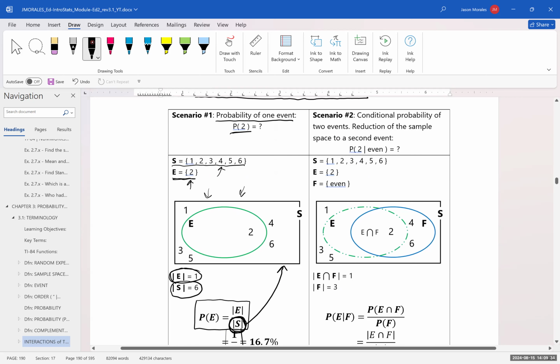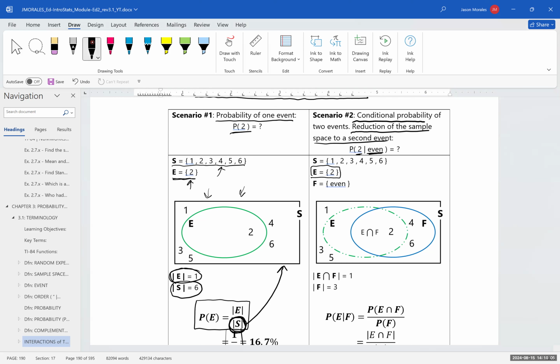Now, scenario 2 is a new example using conditional probability. So what's the conditional probability of two events? This will in turn give a reduction of the sample space to the second event. So what's the probability of getting a 2 given that we know that the outcome is going to be even? Now we've got two events. We have event E, which is the outcome of a 2 occurring. And the second event is event F, where we know that the outcome will be an even result.